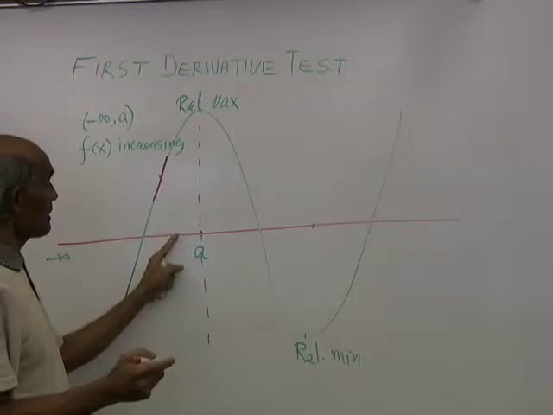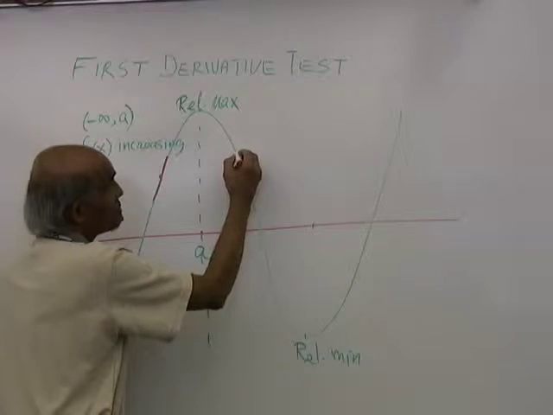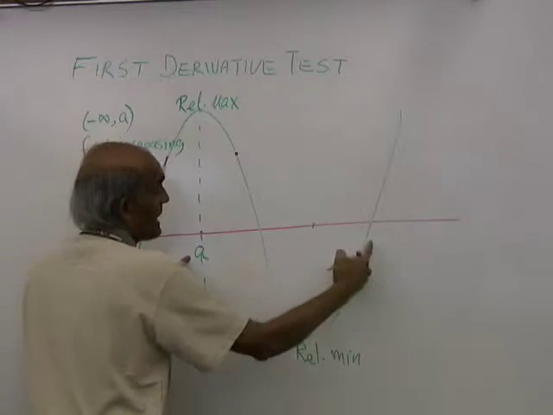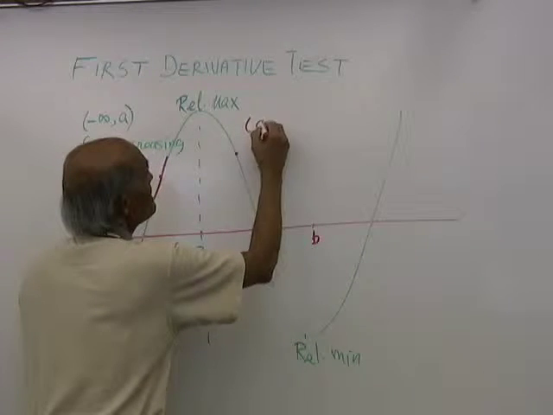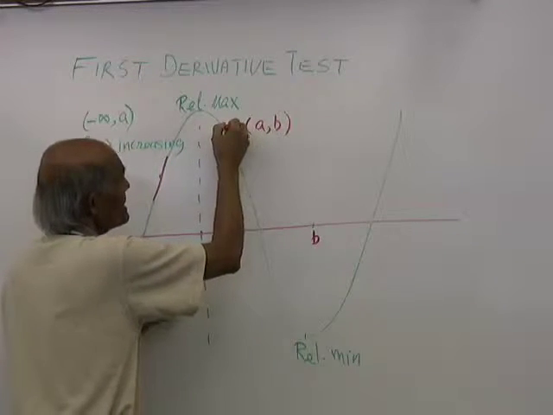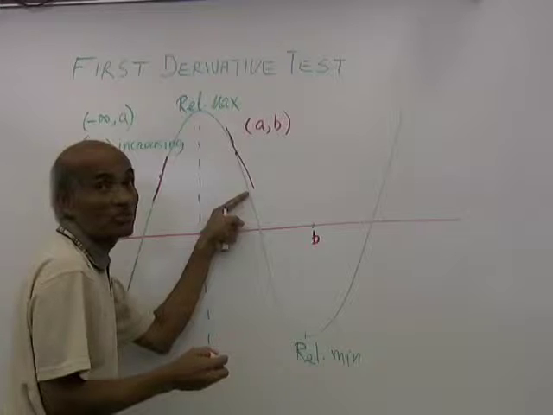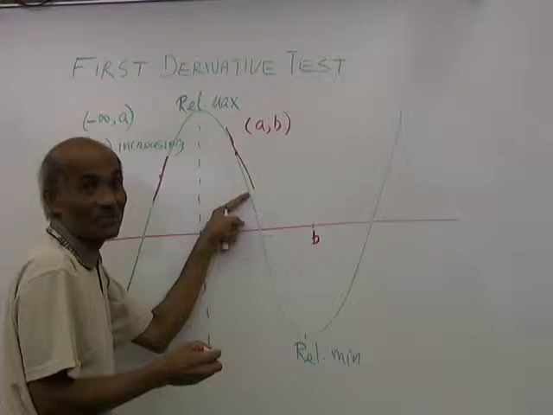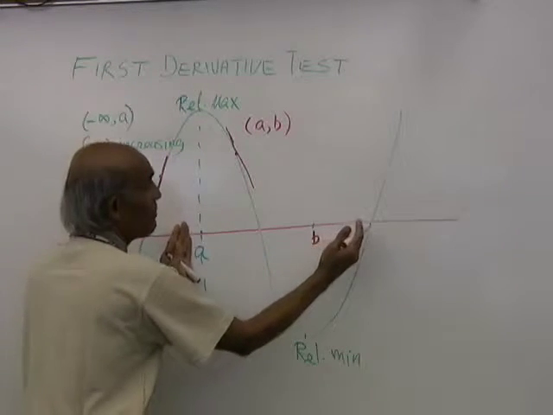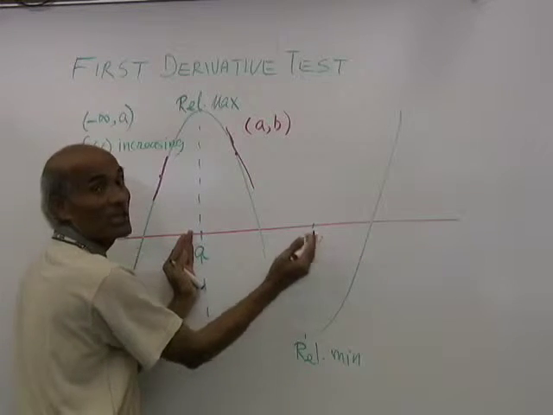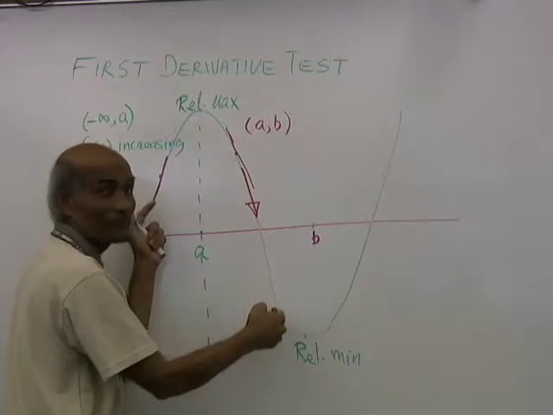So on the interval where the derivative is positive, the function is increasing. And look at a tangent line on the interval from a to b. Suppose this is b. So on the interval a to b, you take any point and draw a tangent line. What can you say about the slope of that tangent line? It is negative. It means the first derivative of this function at any point on the interval a to b is negative. The function therefore is decreasing.